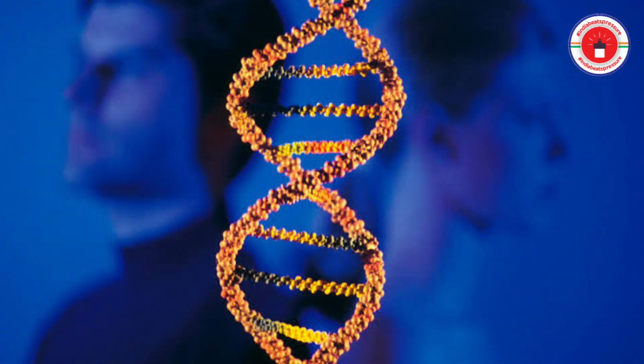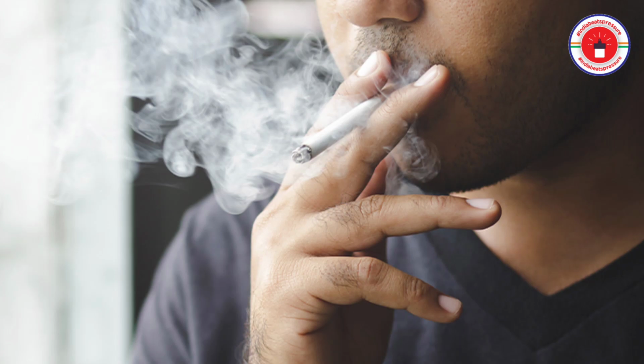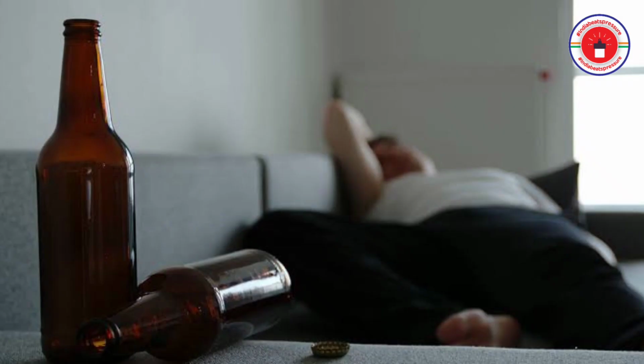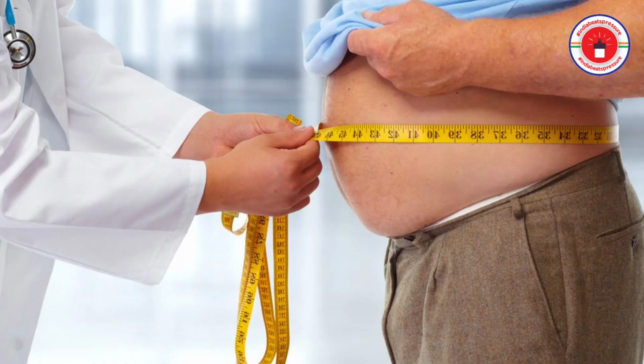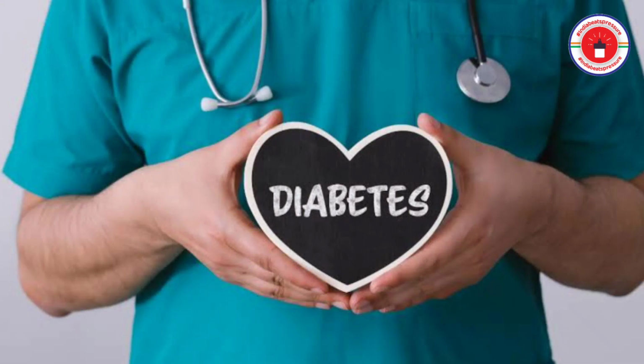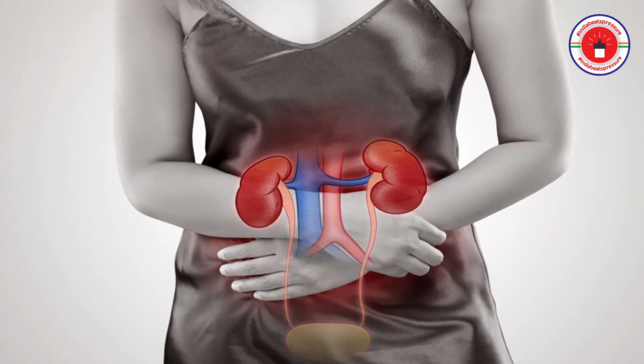And now, who can get hypertension? Who are the individuals who can get hypertension? Number one, those who have a family history of hypertension. Number two, those with a history of addictions: tobacco, smoking, excessive alcohol intake. Number three, obese individuals. Number four, with diabetes, hypertension is more common. And number five, patients with kidney diseases are more prone to get hypertension.